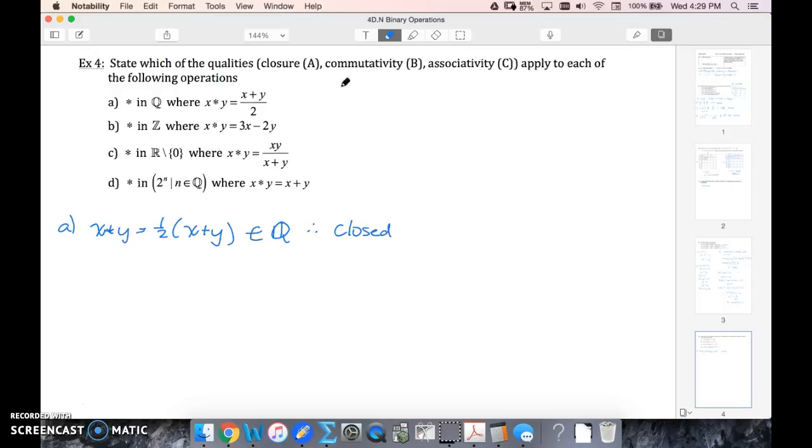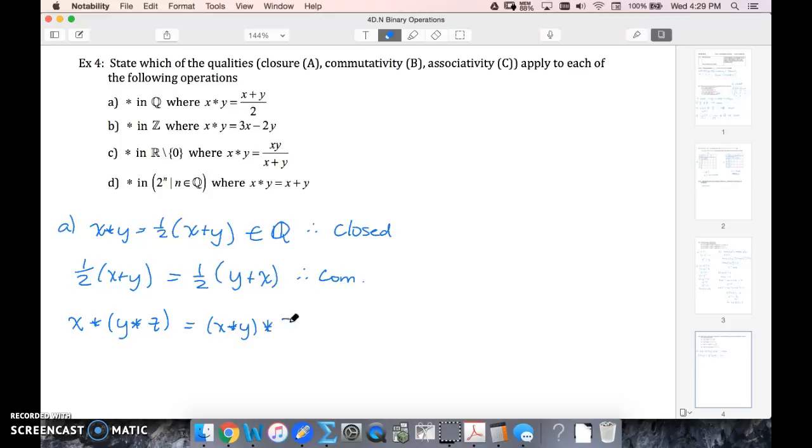All right. Commutative? Well, addition is commutative. So half of (x plus y) is the same as half of (y plus x). So yes, it is commutative. I'm just going to abbreviate that as commutative. All right, now we want to think about associative. So for this, we're going to add in a z. We want to know if (x star y) star z is the same as x star (y star z).